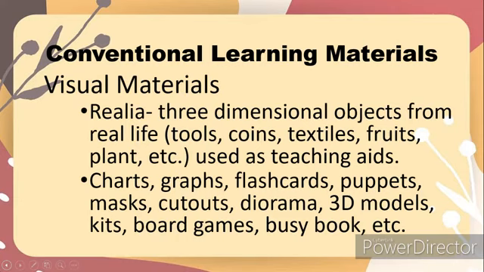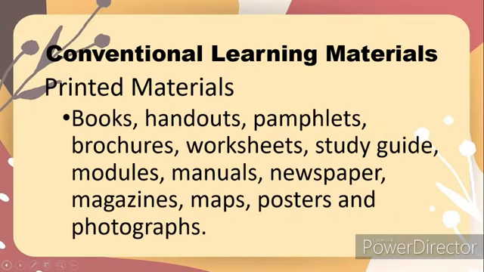First, we have visual conventional learning materials. These include items like realia, charts, graphs, flashcards, puppets, masks, cutouts, diorama, 3D models, kits, board games, busy books, and the likes. Another kind of conventional learning materials are printed materials.